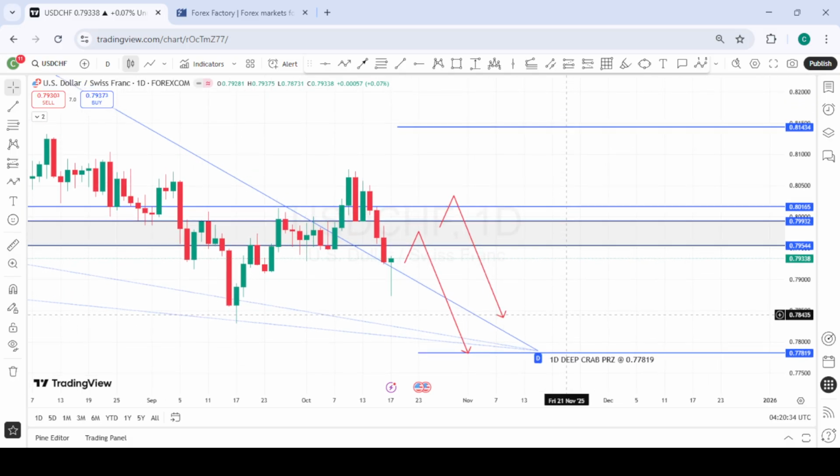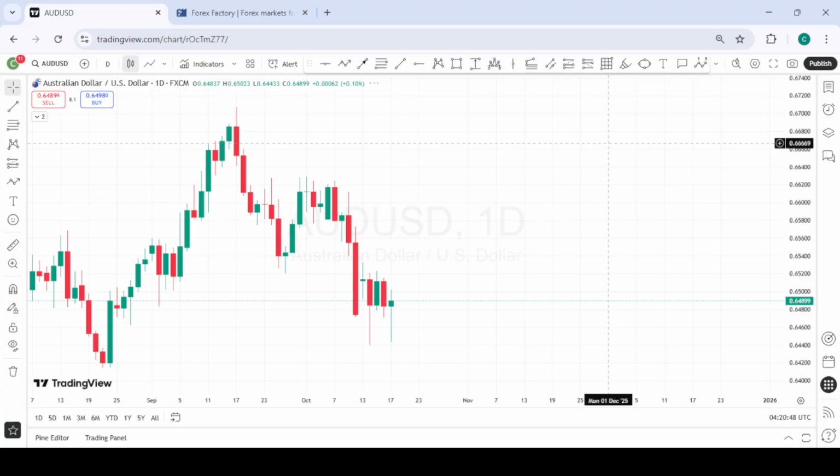Price can shift bullish if we are able to get a weekly candle to clear these zones, and then we look for a continuation to the upside. So until then, we are very bearish on USDCHF for the coming week.